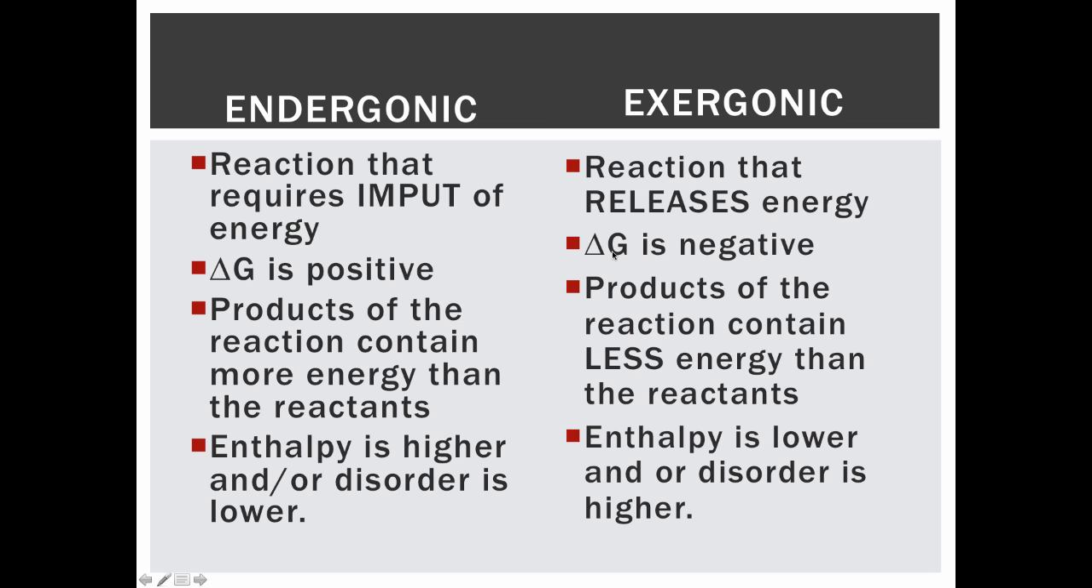Exergonic reactions release energy, and the delta G is negative. The products of the reaction contain less energy than the reactants, where the enthalpy is lower and the disorder is higher. So the difference is that you can sometimes have endothermic reactions that are exergonic. An exergonic reaction occurs spontaneously, which means that you can just mix things and it will happen, even if it does release or require heat, let's say.